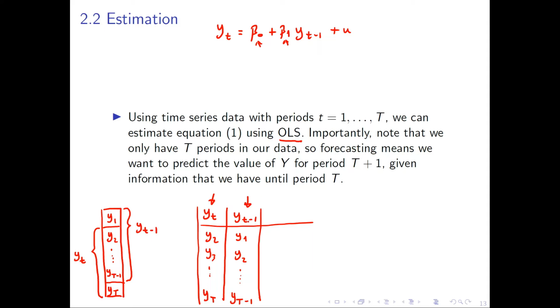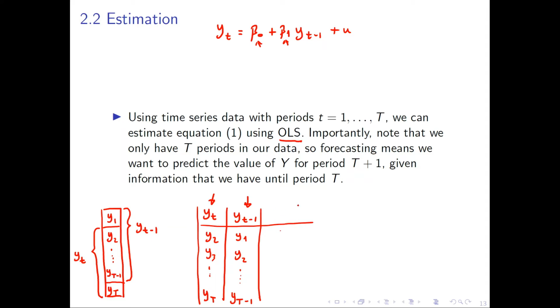So this would be for a first order autoregressive model, and for a second order autoregressive model, you would just add the yt minus 2 variable here, but we are not doing that now.